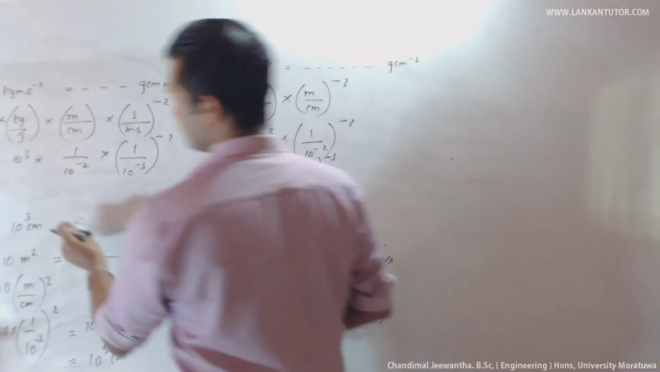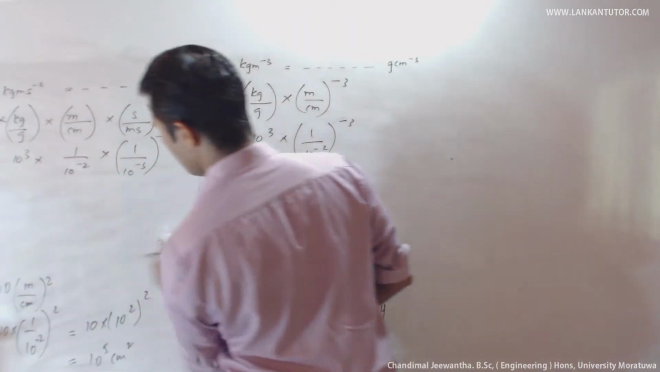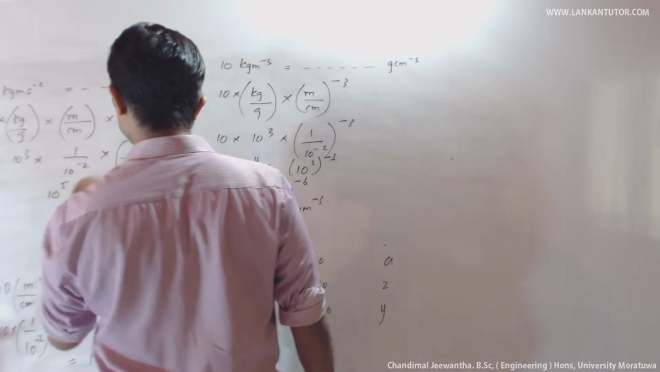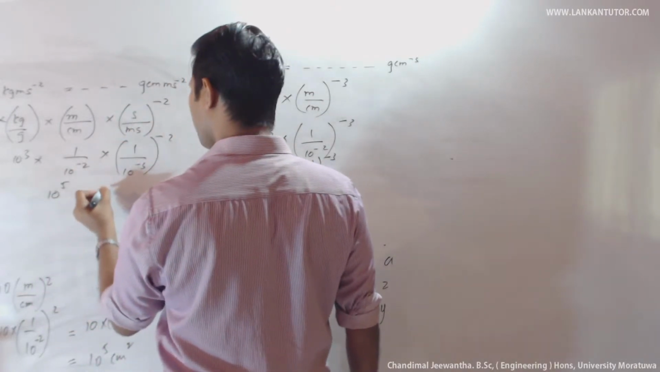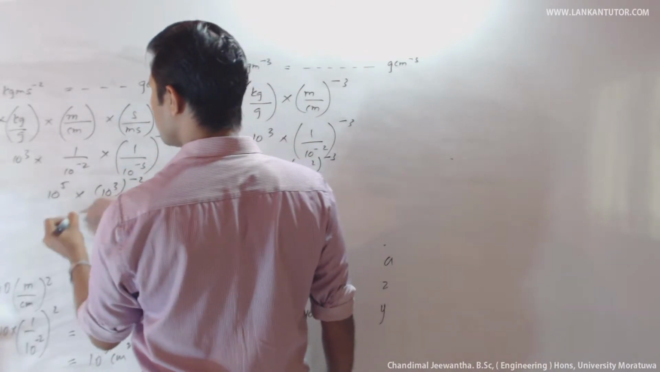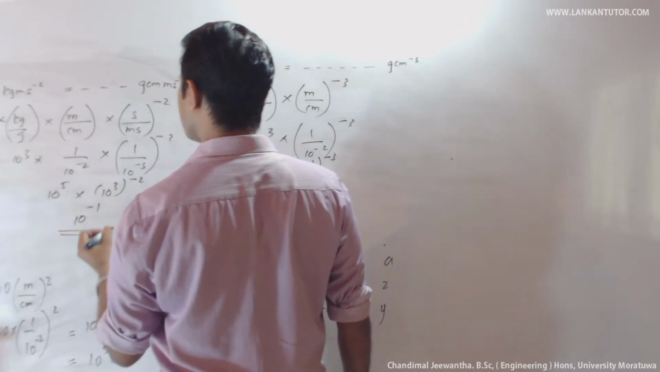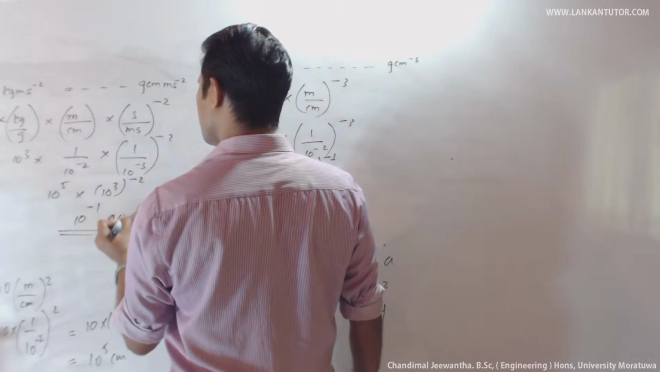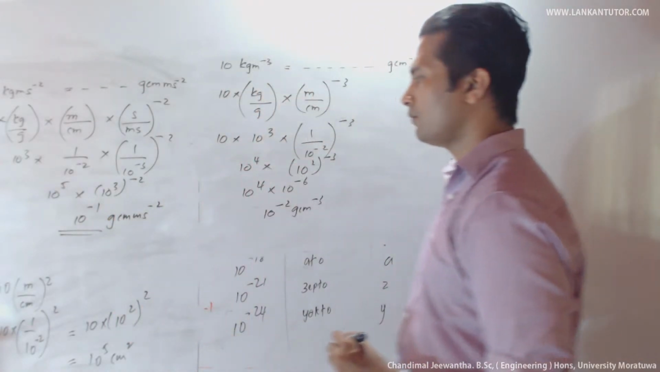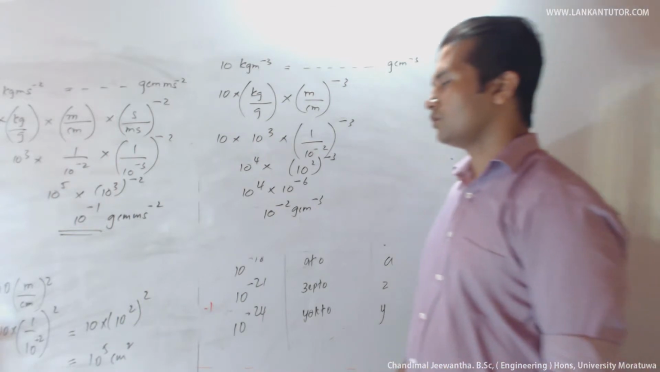Then what happens? This goes up altogether 10 to the power 5. When this goes up, plus 3 into minus 2 minus 6, then the final answer is 10 to the power minus 1 g cm ms^-2.